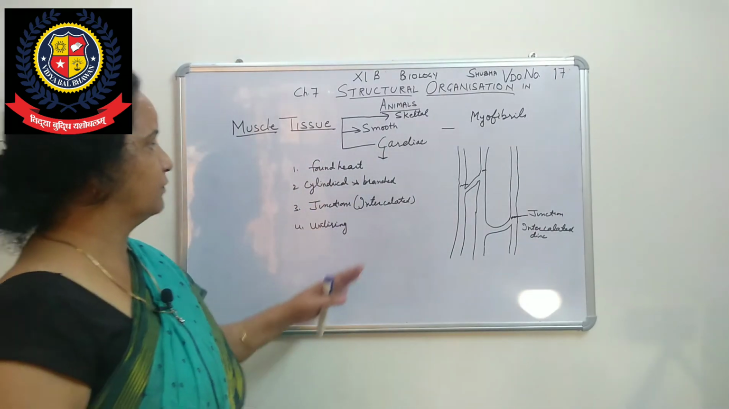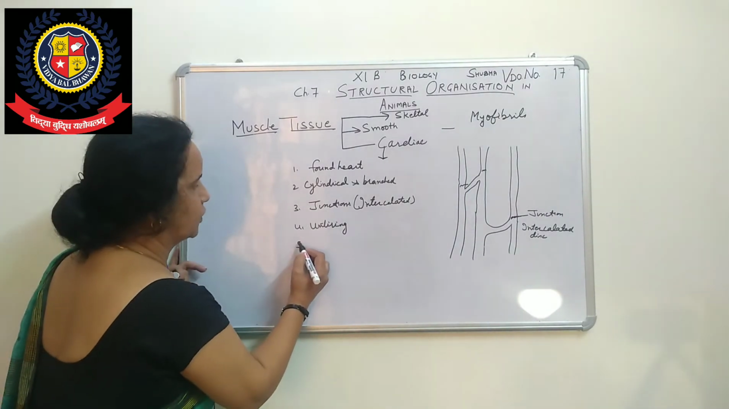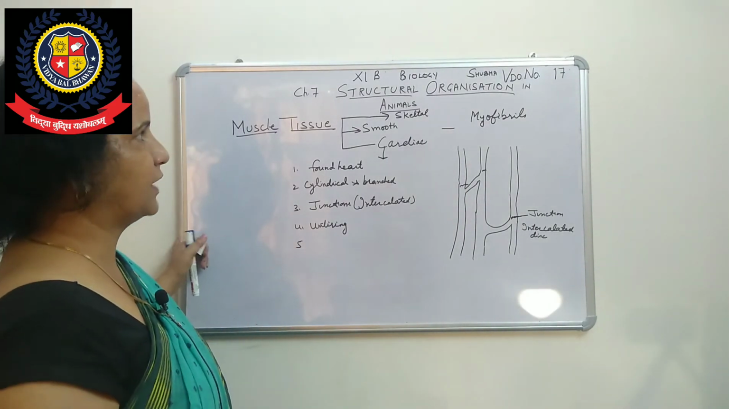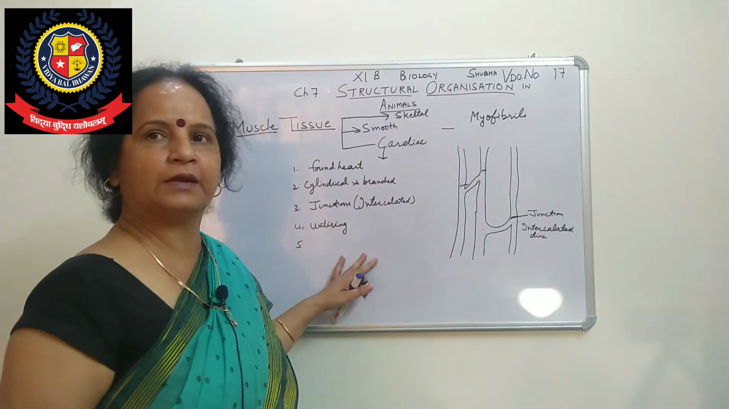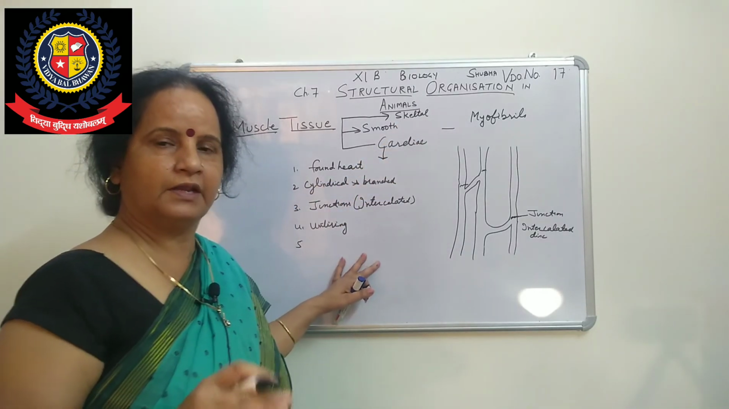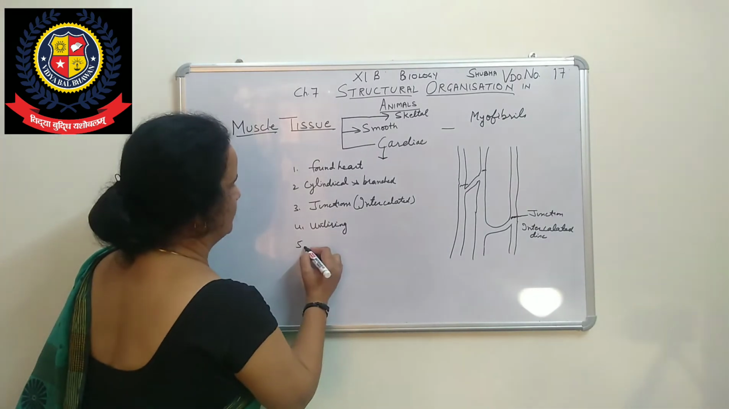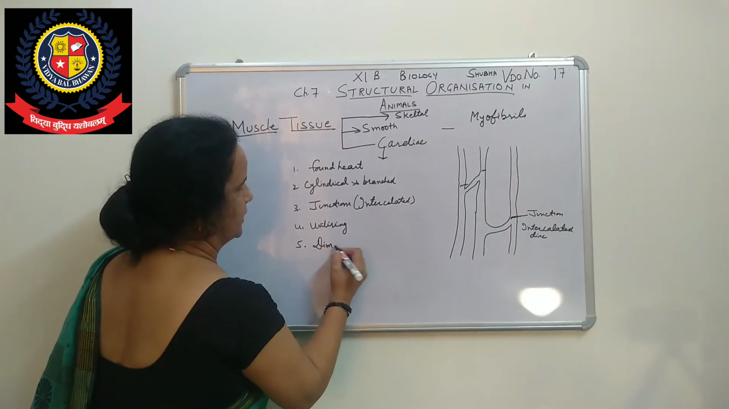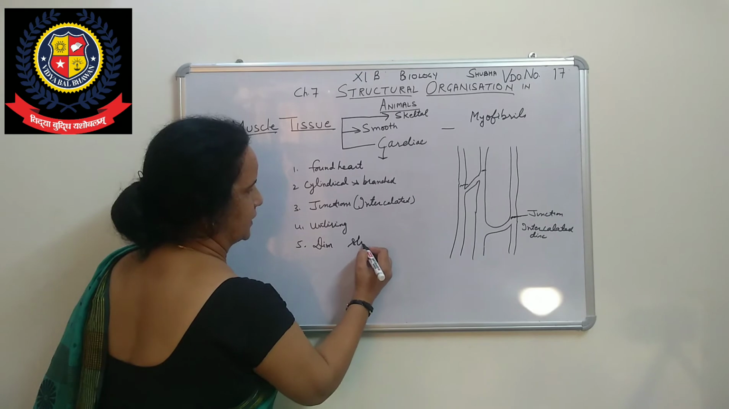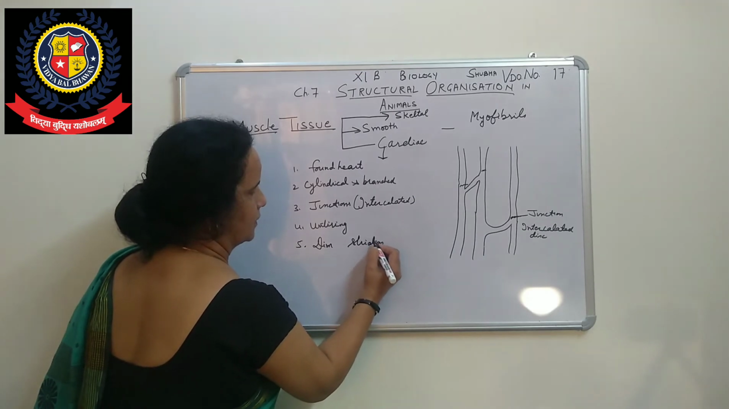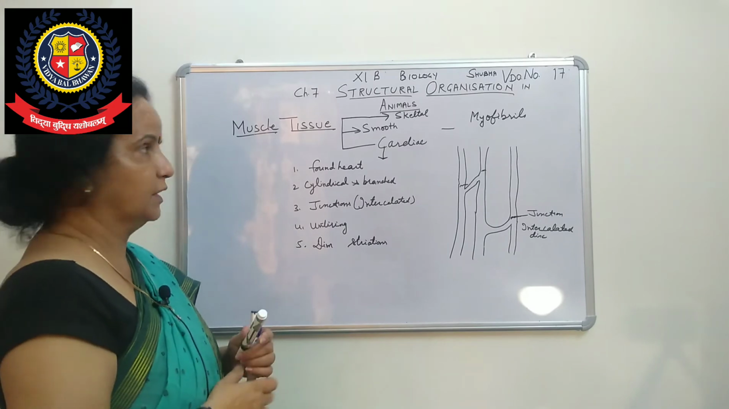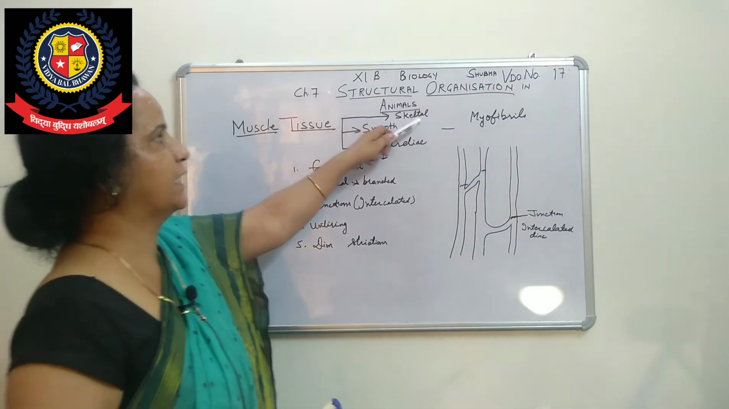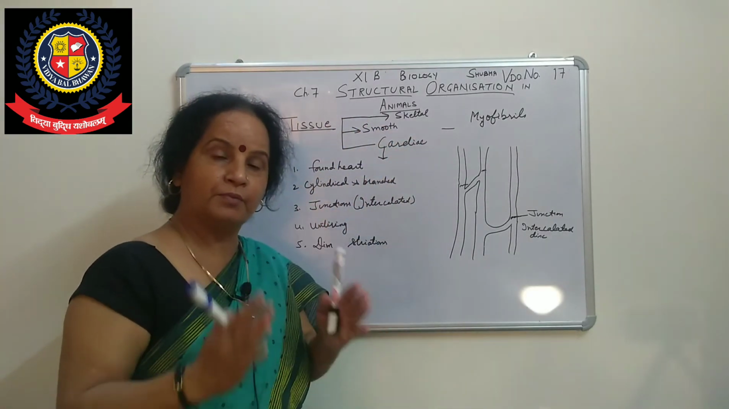Now, here is one more feature. They have striations. Striations means, as in the case of skeletal muscle, dark and light bands are there. Here also there are dark and light bands, but dim. Dim means faint, so dim striations are there. In skeletal muscle, these are prominent. In skeletal muscle, the dark and light colored bands are prominent.